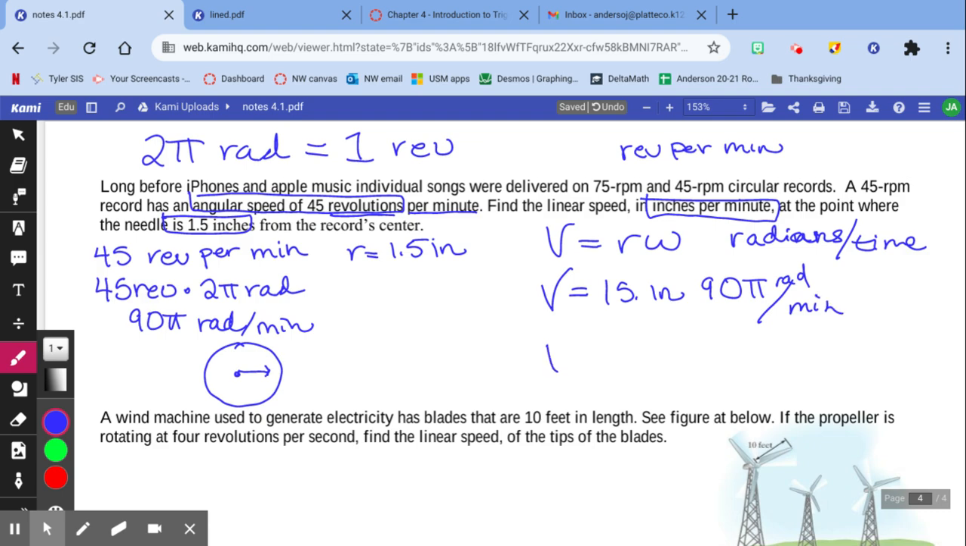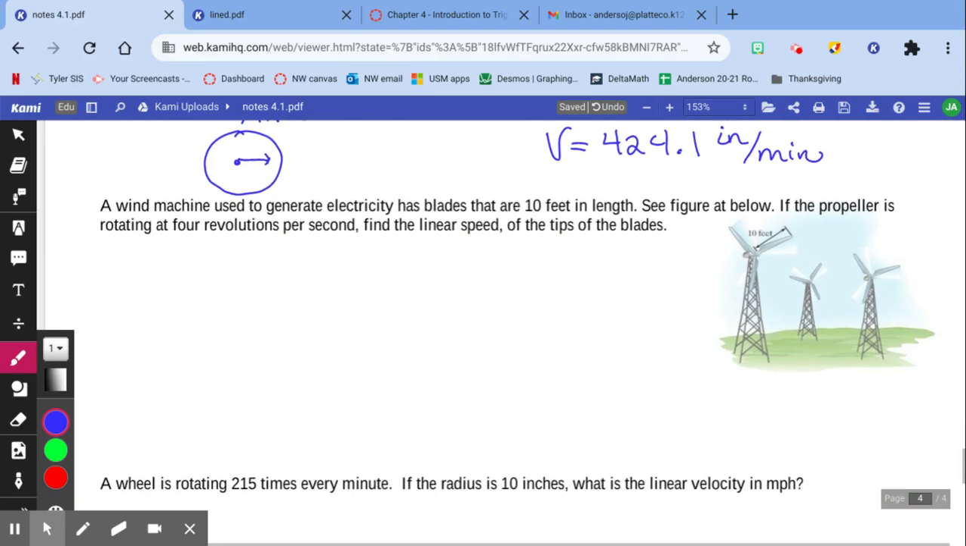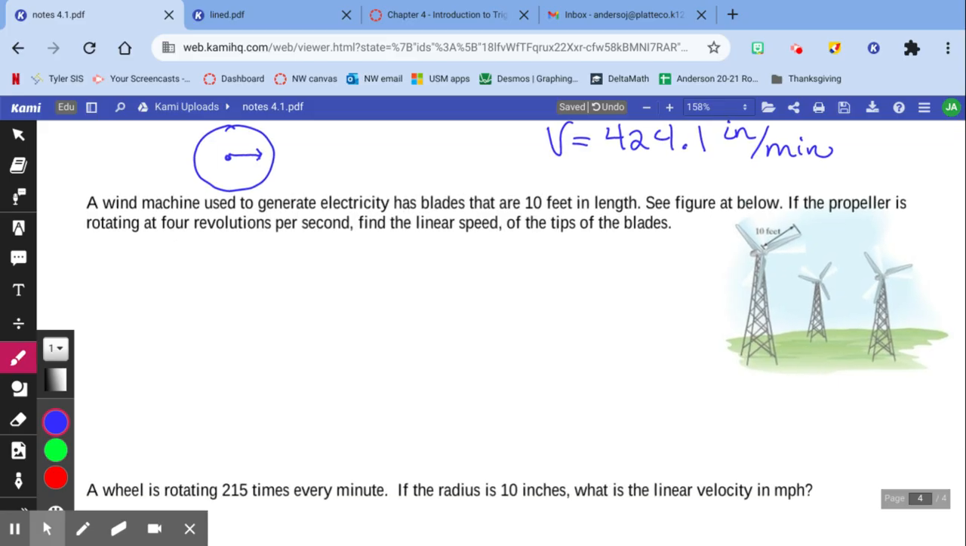I'm going to go ahead and multiply this out. I'm going to take 1.5 times 90 pi, and that's going to give me 424.1. Remember, we leave off the radians so we can have it distance over time, which will be inches over minutes. Okay, we have a couple others to do here. Let's do one more. This one's going to kind of be the same.